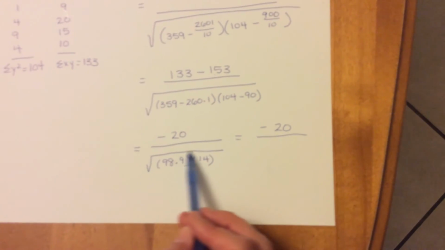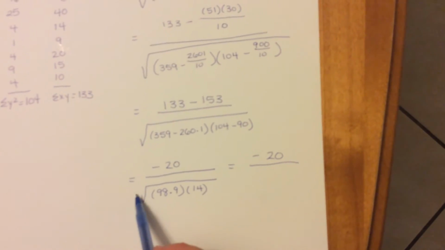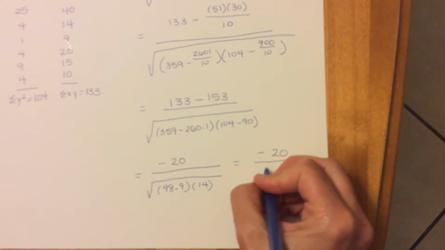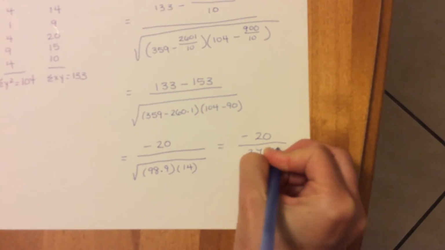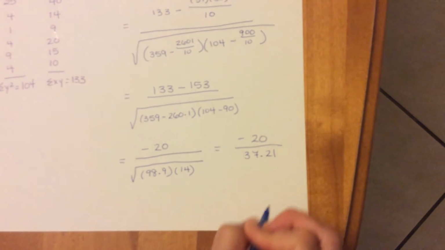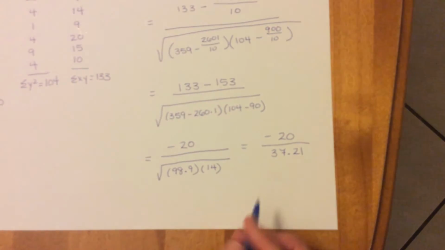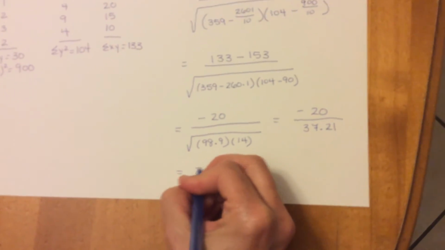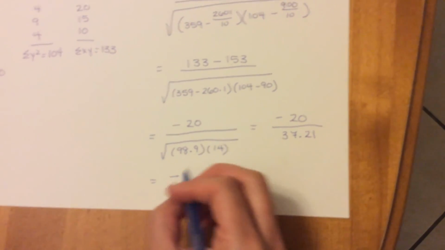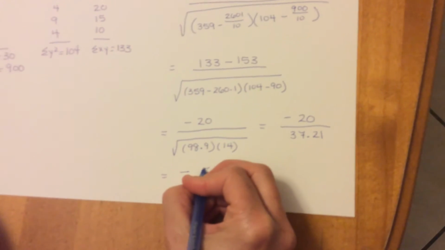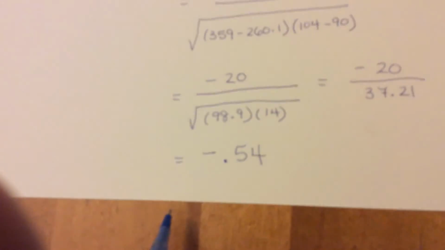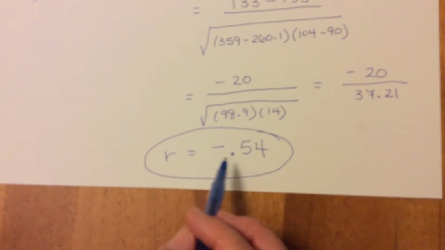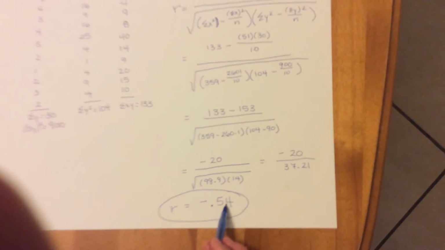and then don't forget to root it. Oftentimes people forget that step and it messes them up. So make sure you root it, and you should come up with 37.21. And then if you go negative 20 divided by 37.21, you should come up, and some of this is rounding to 2 decimal points, this is definitely rounding to 2 decimal points, you come up with r equals negative 0.54. So our correlation is negative 0.54.